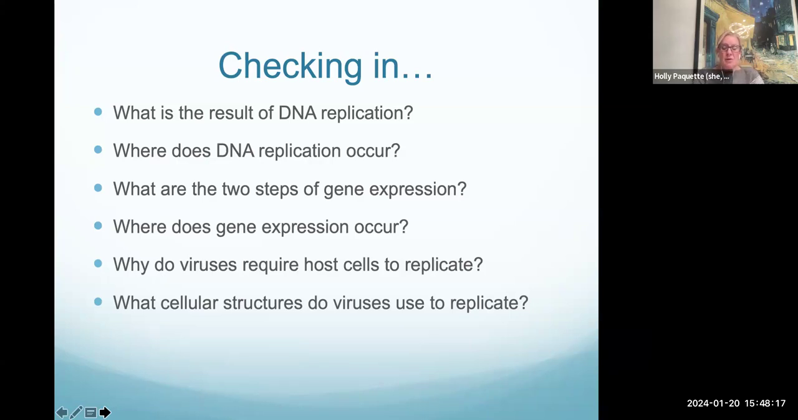Why do viruses require host cells to replicate? Viruses do not have the enzymes, nor do they have the ribosomes to copy their DNA or to make proteins. What cellular structures do viruses use to replicate? They use enzymes, ribosomes. That's pretty much it.